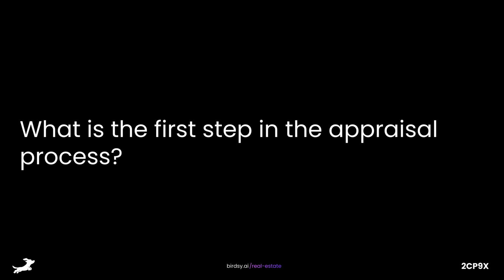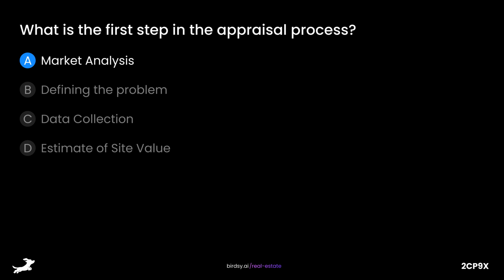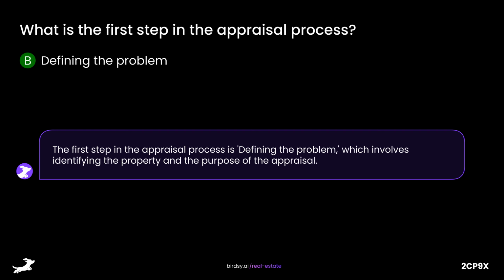Appraisal process and techniques. What is the first step in the appraisal process? Is it A. Market analysis, B. Defining the problem, C. Data collection, or D. Estimate of site value? The answer is B. Defining the problem. The first step in the appraisal process is defining the problem, which involves identifying the property and the purpose of the appraisal.